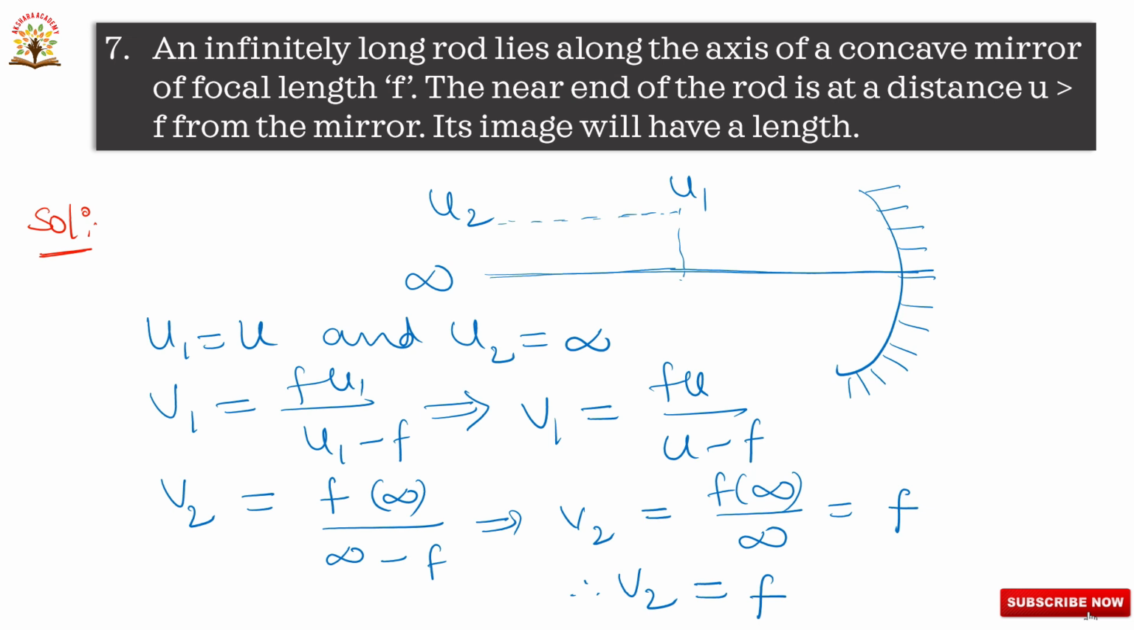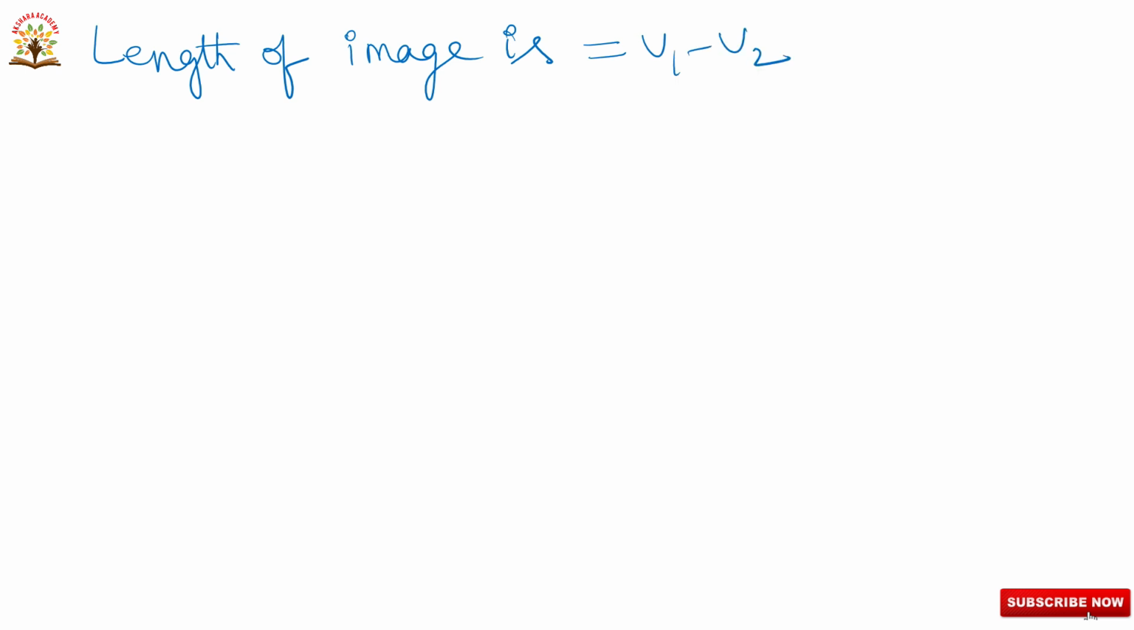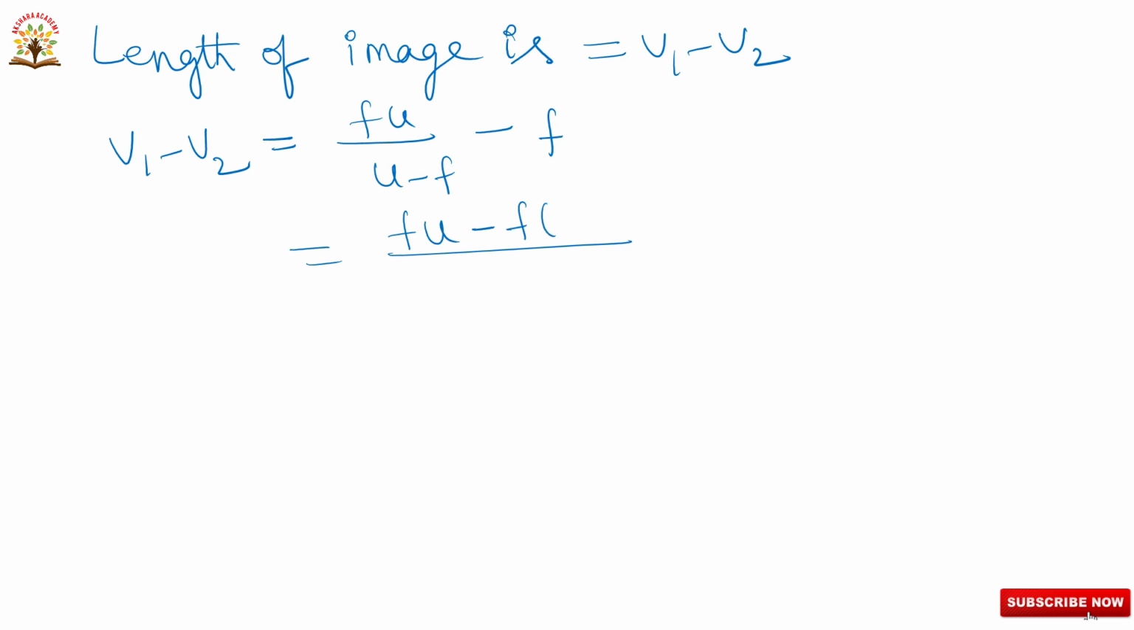Now next, length of the image is equal to v1 minus v2. So v1 minus v2 is equal to f u by u minus f, minus f. So that is equal to, taking LCM, f u minus f of u minus f, by u minus f.